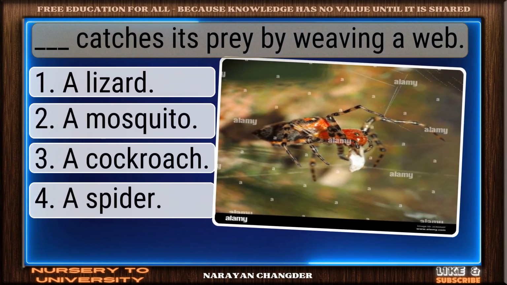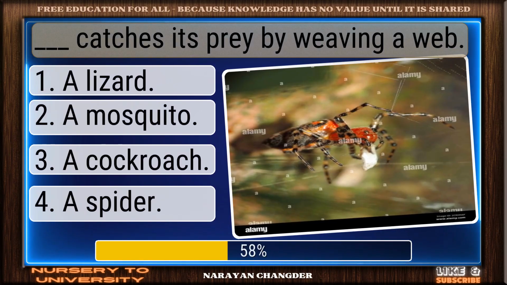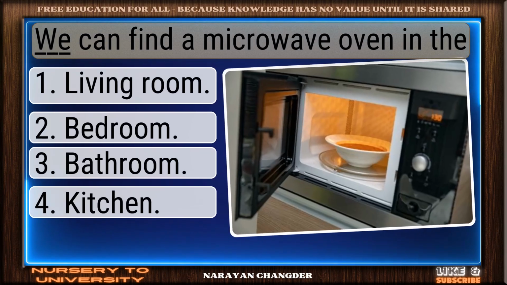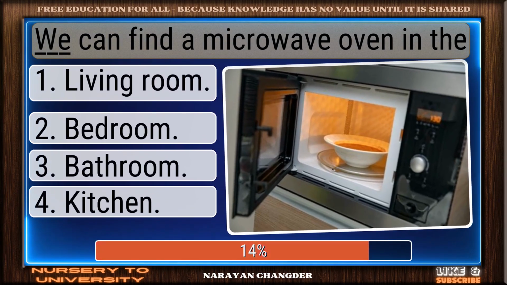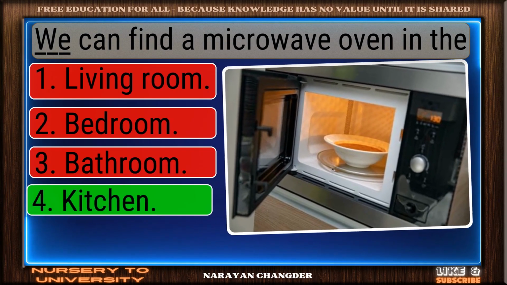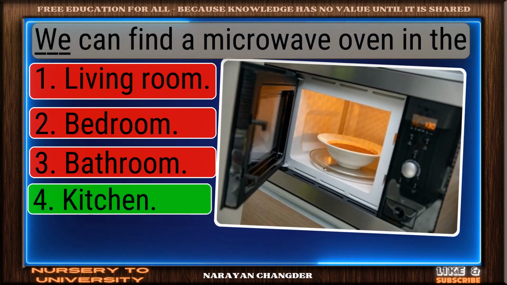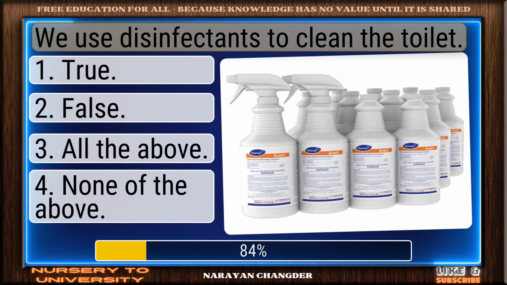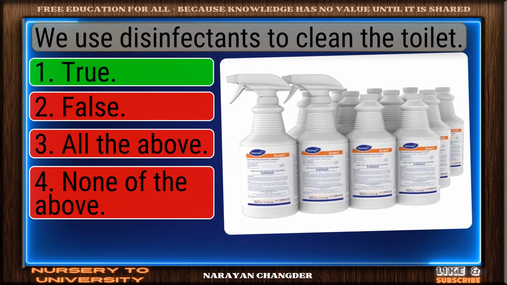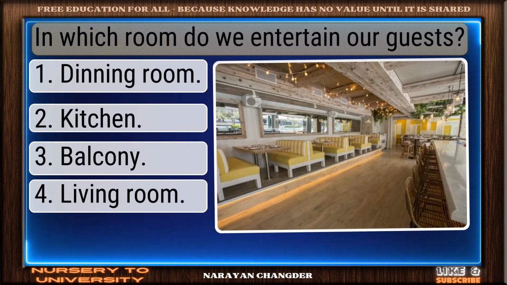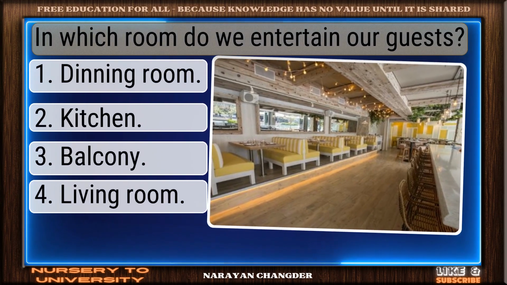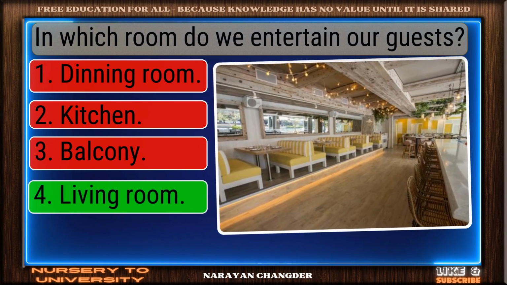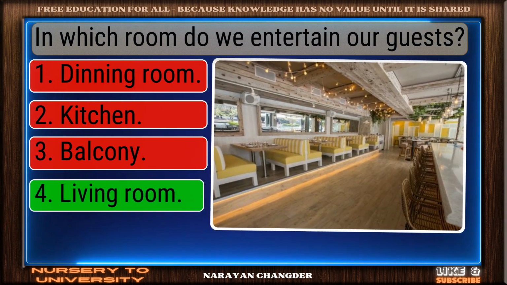Dash catches its prey by weaving a web. A spider is the correct choice. We can find a microwave oven in the dash. Kitchen is true. We use disinfectants to clean the toilet. True is the right answer. In which room do we entertain our guests? Living room is the right answer.